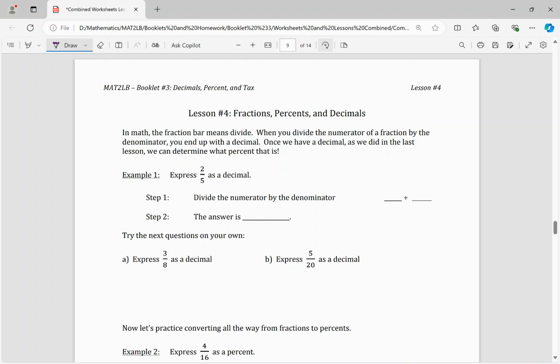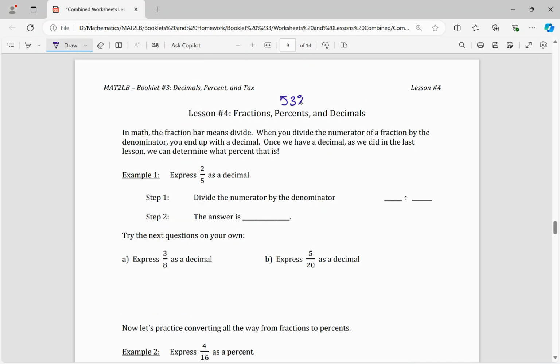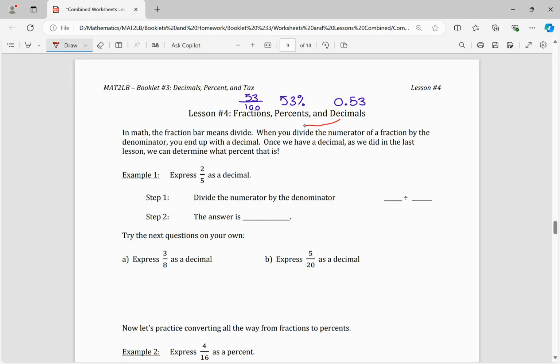Now, in previous lessons, we learned that there are 3 different ways to write a percentage. You can write it as the percentage itself, let's say 53%. You could write it as a fraction, such as 53 over 100, or you could write it as a decimal, such as 0.53. In previous lessons, we even learned how to convert from a decimal to a fraction, as well as a fraction to a decimal.